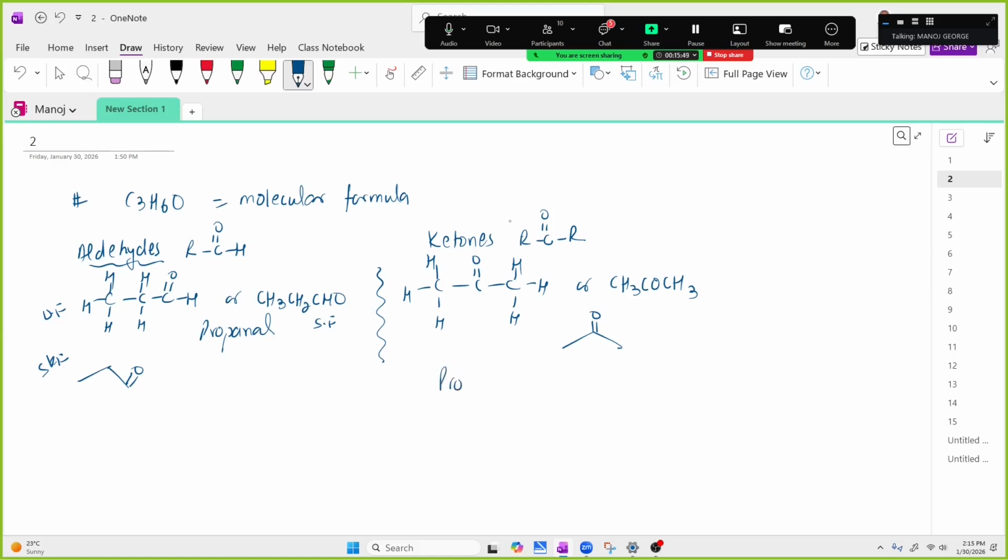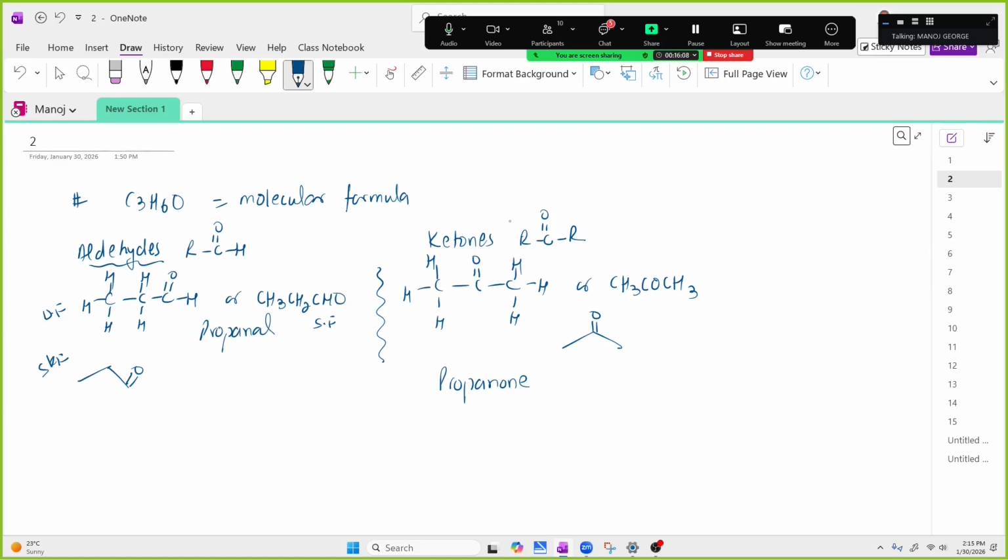So this is propanone. Now is there anything I can do with the position of the ketone? Can I remove it from the second position? Now there is no second position. Remember, it's a 3 carbon ketone. The CO group has to be in the middle, which means I cannot get any positional isomer, I cannot get any other chain isomer.